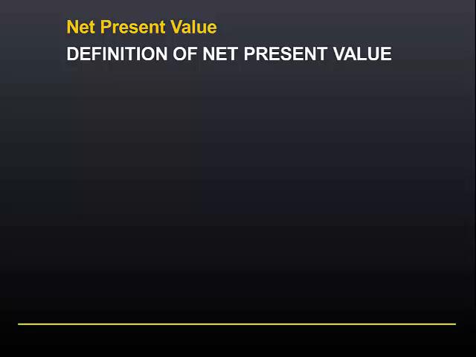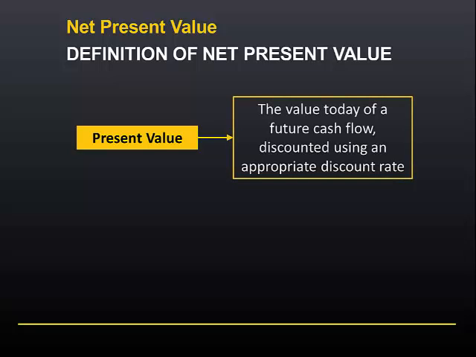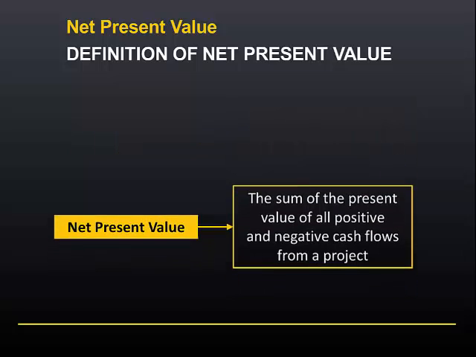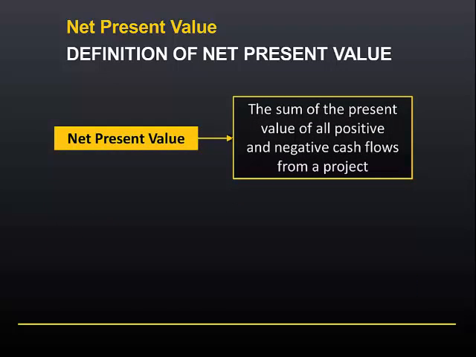We are familiar with the concept of present value from the topic on financial mathematics. The value today of a future cash flow discounted using an appropriate discount rate. We saw in the previous topic that the appropriate discount rate to evaluate an investment project is the cost of capital. Net present value is just adding the present value of all positive and negative cash flows from a project, so that we finish up with the net difference between the two.